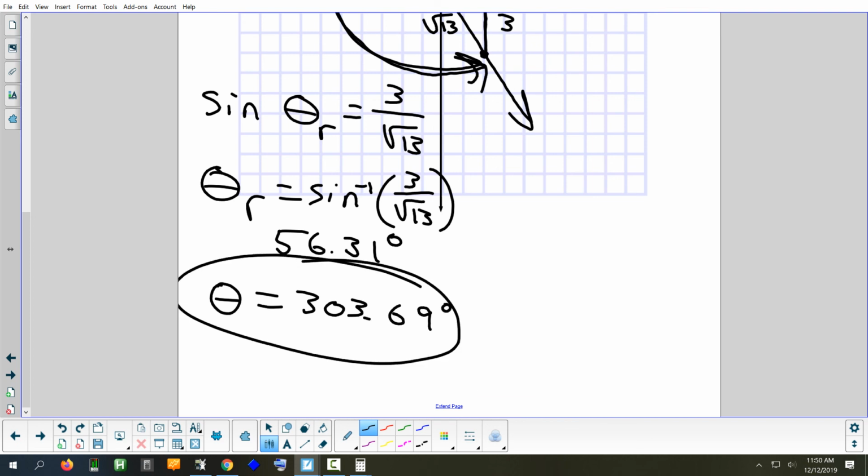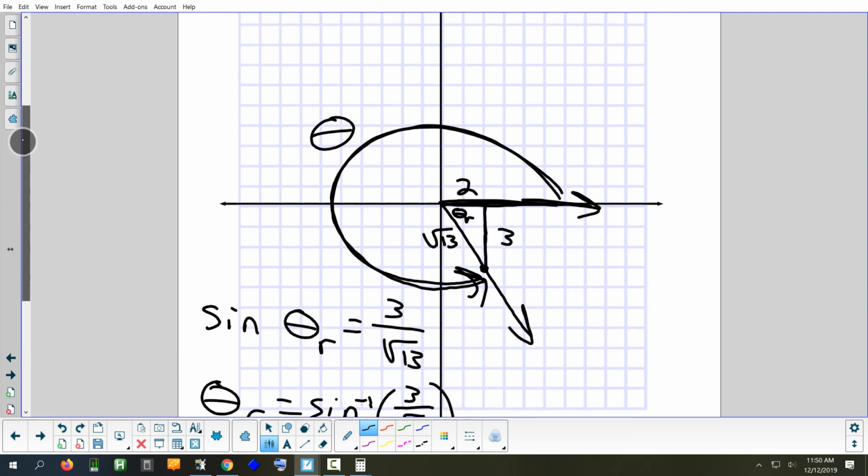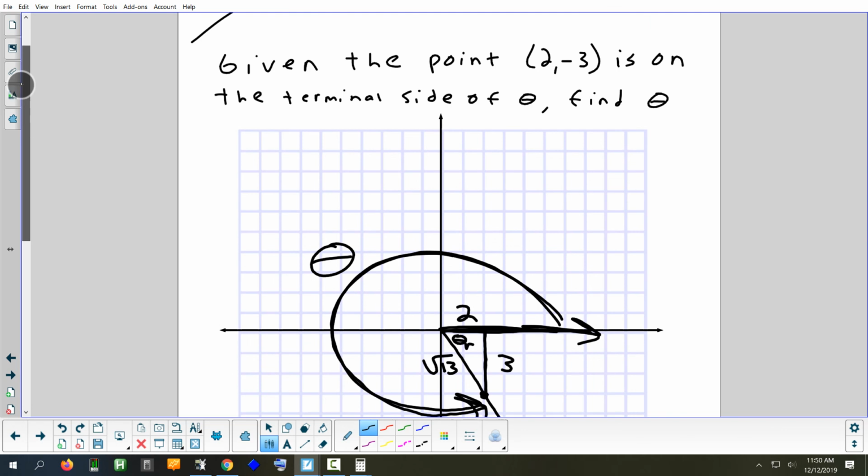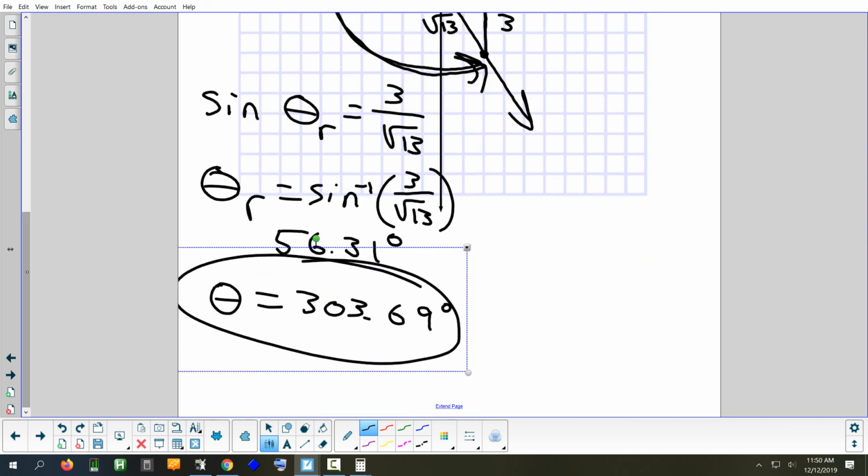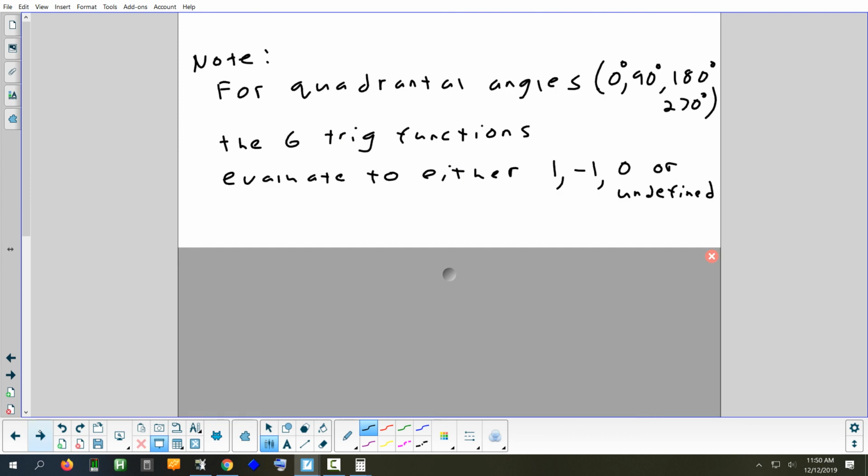So they may ask you for the reference angle, and then they may ask you for the whole angle. In this case, they just wanted the whole angle. Any question on that? All right, and is this the last?